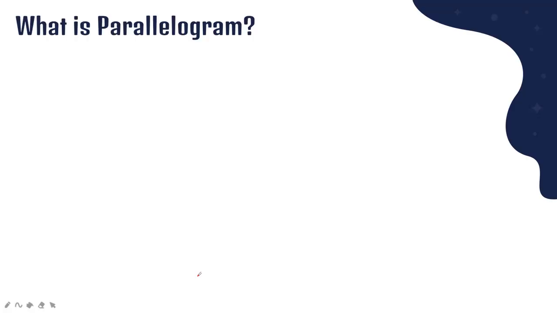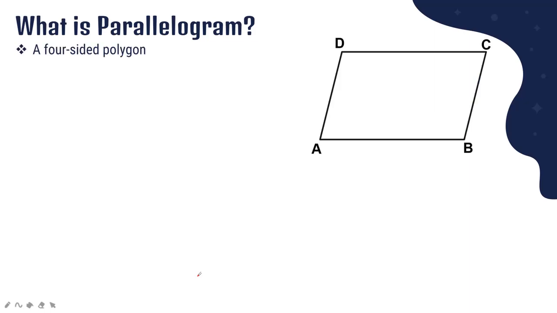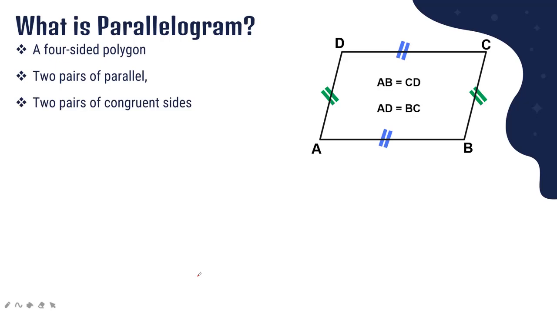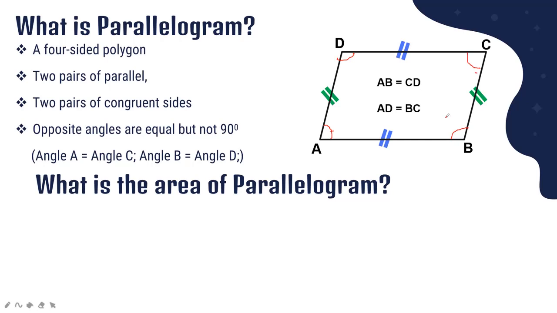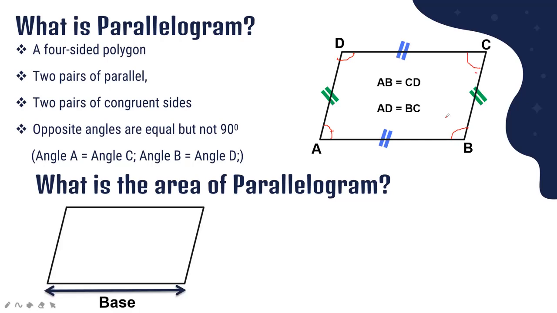If you see, the parallelogram is also a four-sided polygon. It also has two pairs of parallel sides. It also has two pairs of congruent sides. The only difference is that each of these angles is not 90 degrees. They are different angles. The only thing is that opposite angles are equal. Now if you calculate the area of this parallelogram, it will also be base times height.